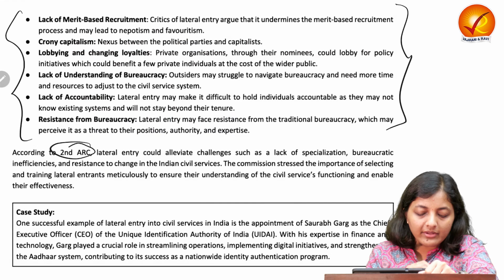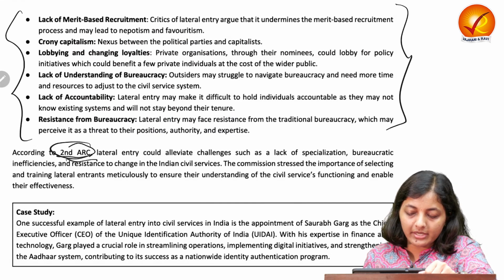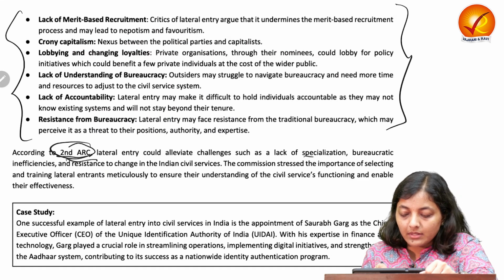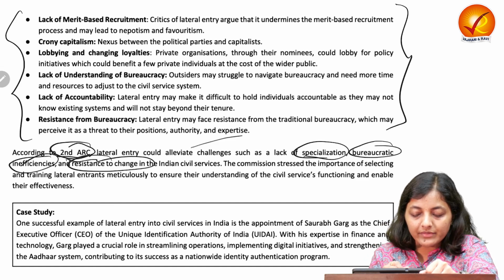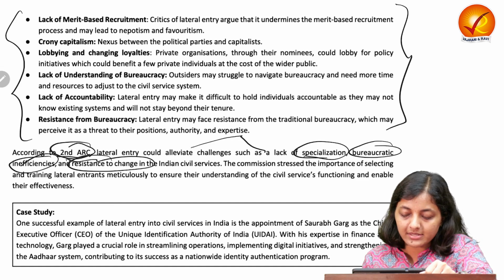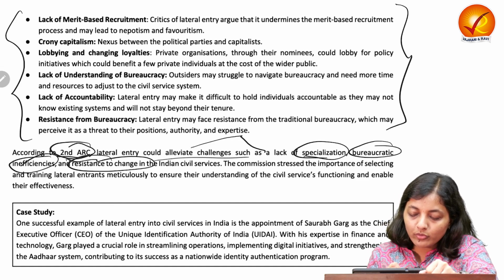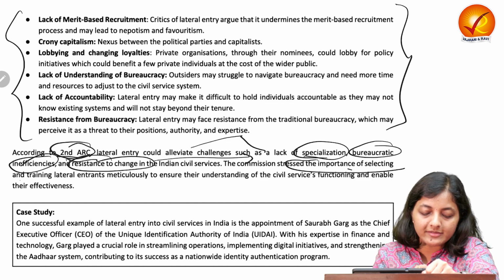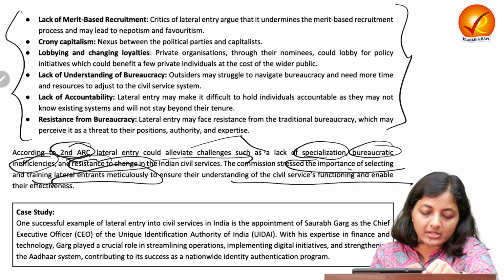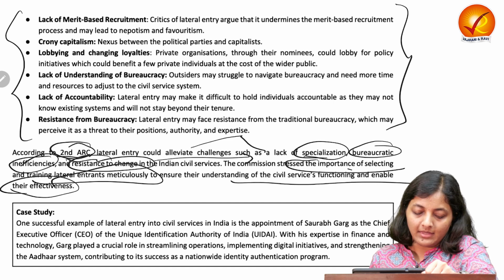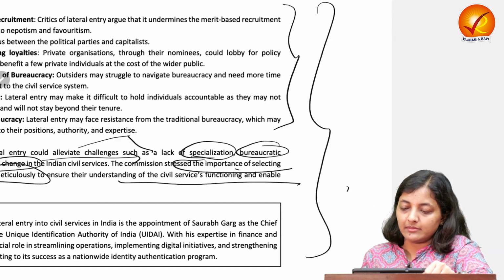Then in the end we have written the second ARC recommendation about specialization, bureaucratic inefficiencies and resistance to change. These are some challenges in the Indian bureaucracy, and we have to take care of them by getting the lateral entrants, and it stressed the importance of selecting and training lateral entrants meticulously to ensure their understanding of civil services functioning and enable their effectiveness. So this was the first answer.